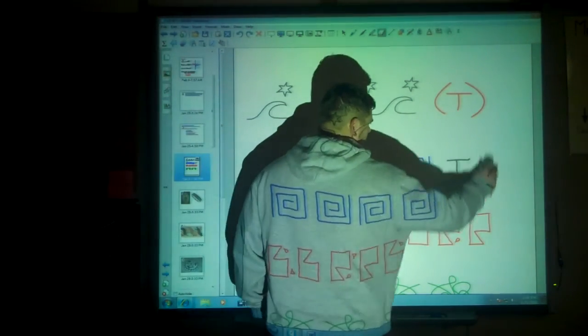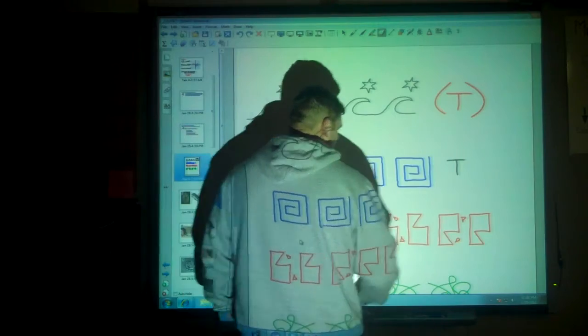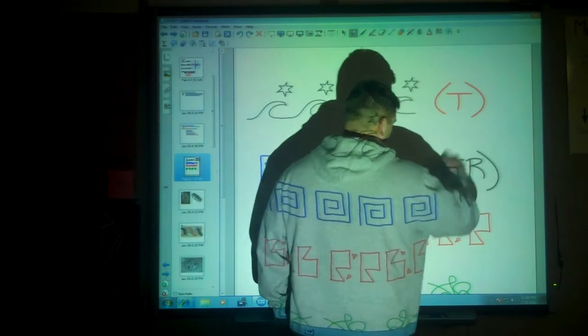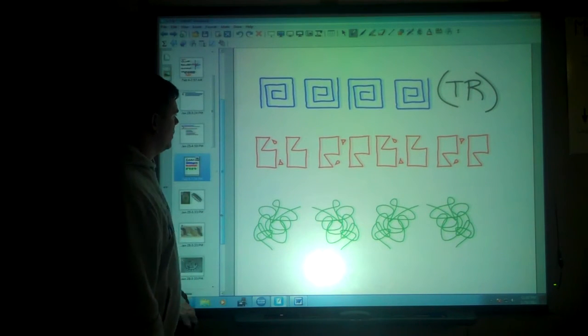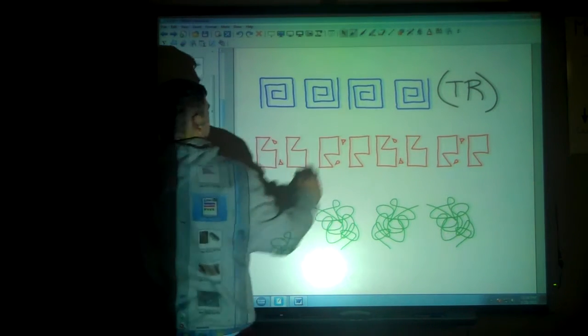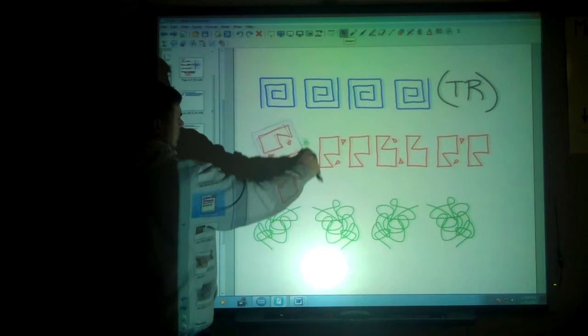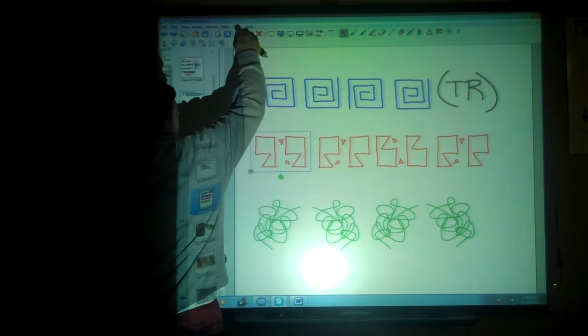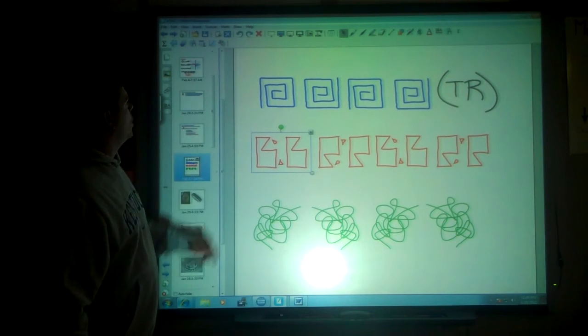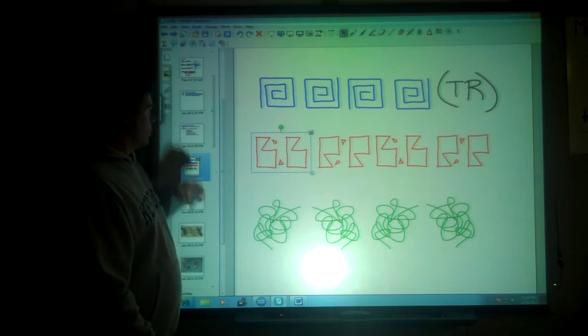Okay, so we've got TR, because we have translation, and we have rotation. So those are our two. All right, the next object. Do we have 180 degree rotation? So I'll take an object and I'll spin it 180 degrees. It does not seem to match up, so I think the answer to that is no. We do not have rotation.